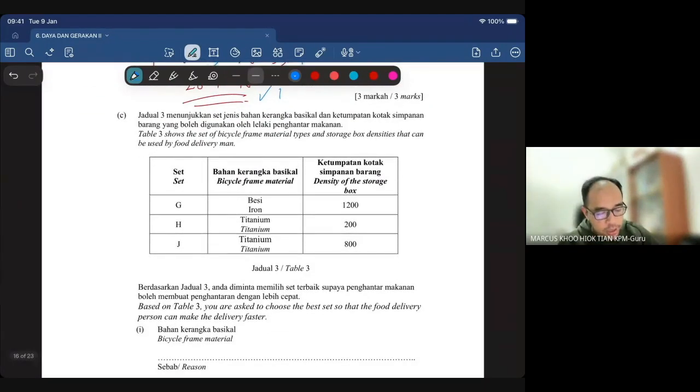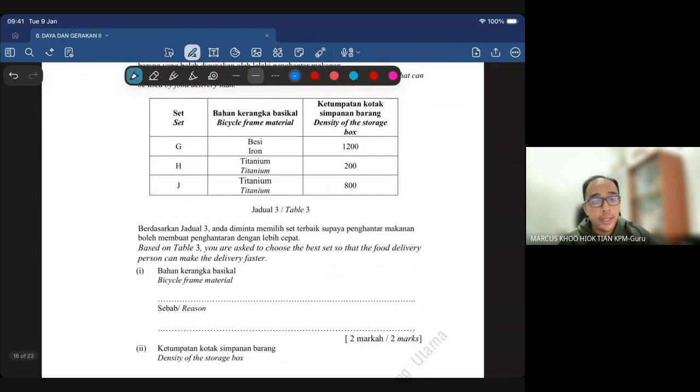Table 3 shows the set of bicycle frame material, tires, and storage box densities that can be used by the food delivery man. I think this is a very, very easy question. You shouldn't fumble on this. Given the choice between iron and titanium, of course, you would choose titanium. The main reason is because iron, if you know your chemistry, is ferrum, and ferrum rusts very easily. So titanium does not rust easily.